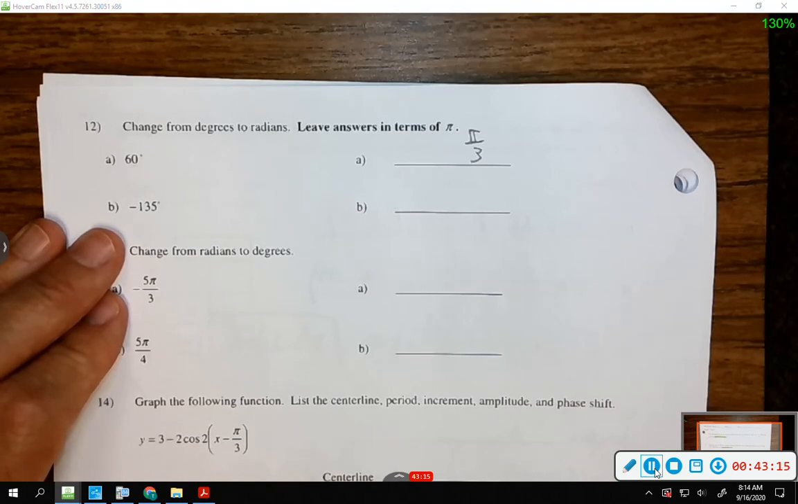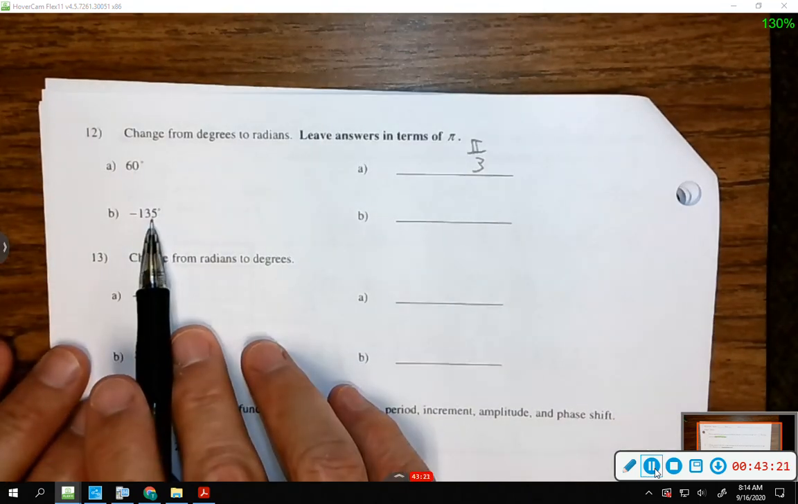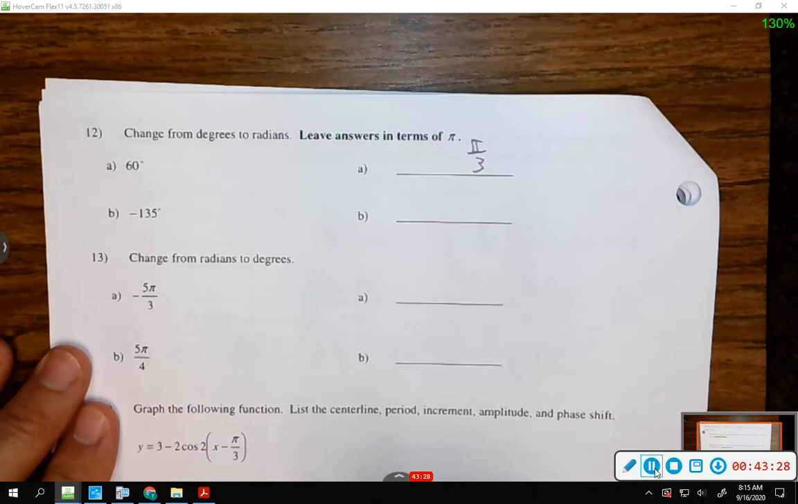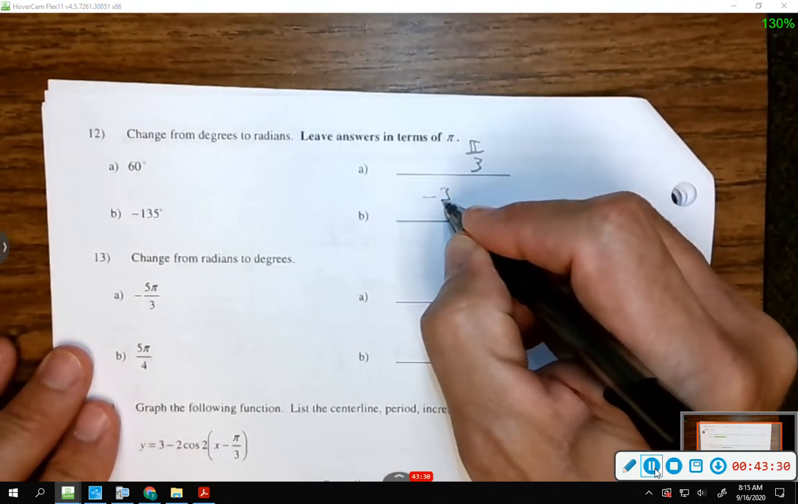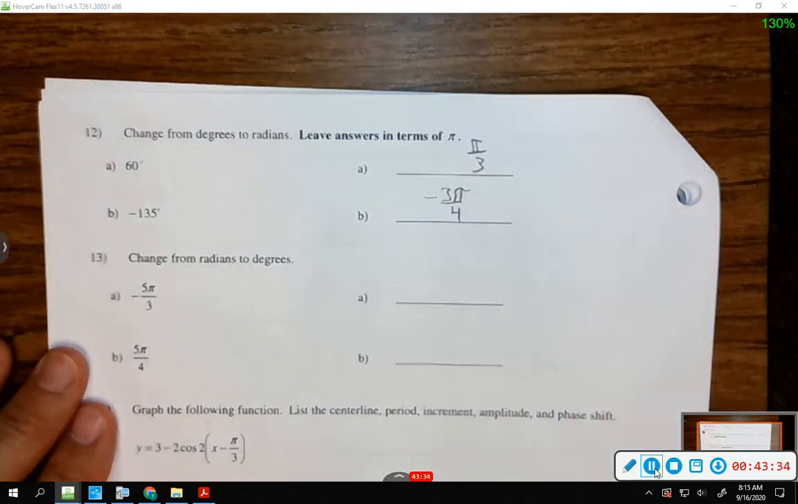Negative 135 degrees. Well, that's 3 times 45. 45 degrees is pi over 4. I need 3 45-degree angles, and I need to put a negative in front of it. Negative 3 pi over 4. That's what I'm looking for, is easy conversions.